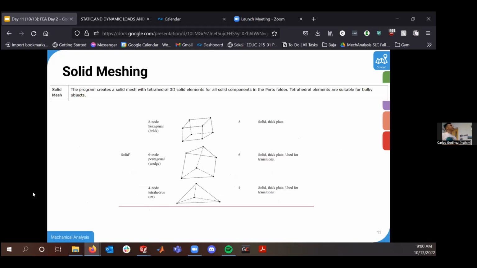Starting with solid meshing. Solid meshing is kind of your de facto default mesh that your program is going to make, assuming you don't tell it anything else or you're not doing any weird geometry. If you're doing extrusions in your design, you're probably using solid elements.